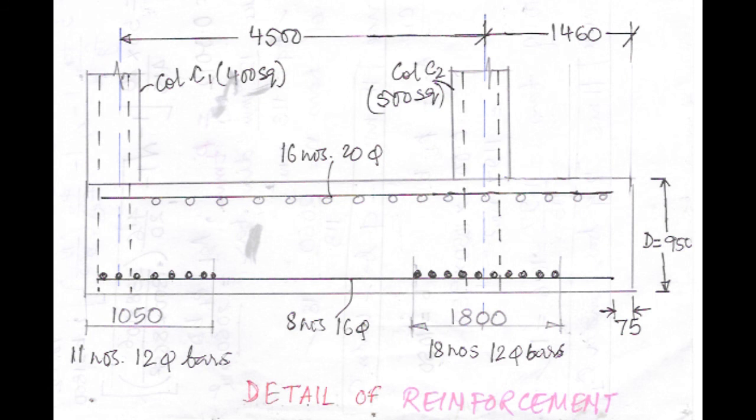400 SQ means square. The center to center distance between the two columns is 4500, and 1460 from the center line of column C2 to the right hand side of the footing. So in this way you can draw the detailed reinforcement.